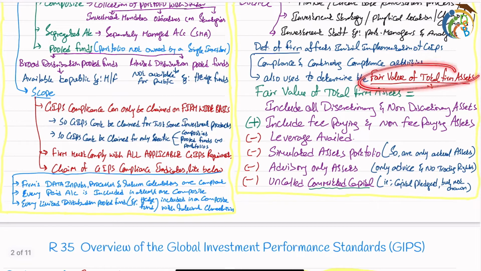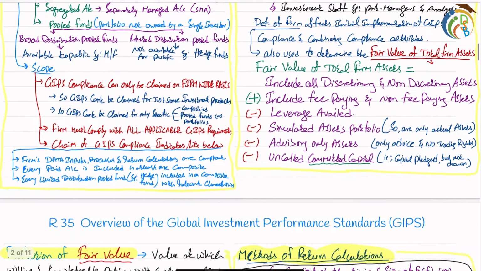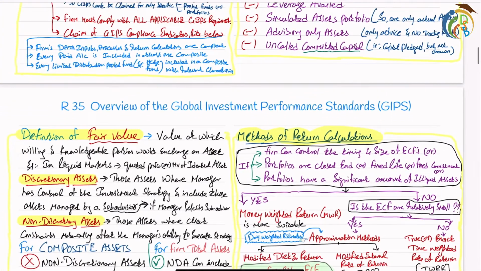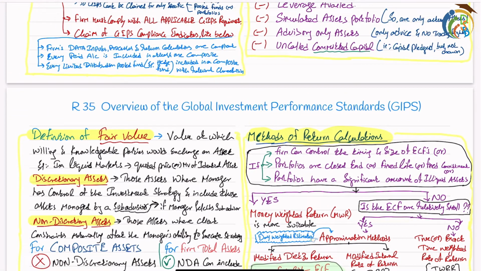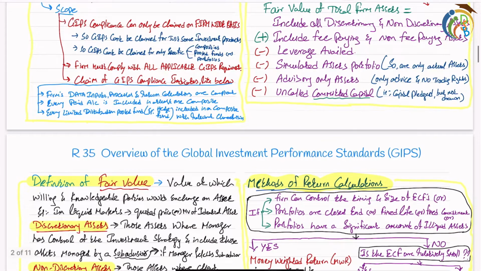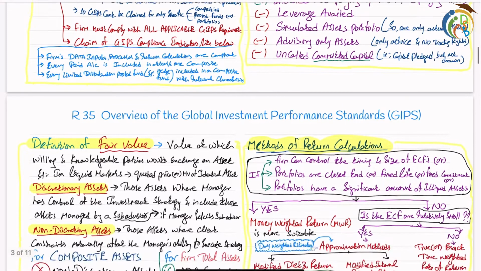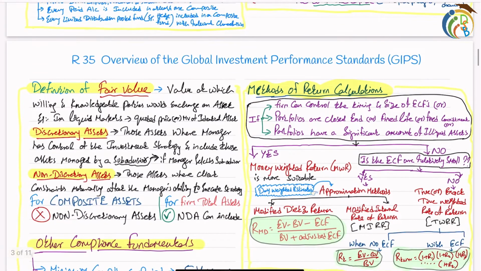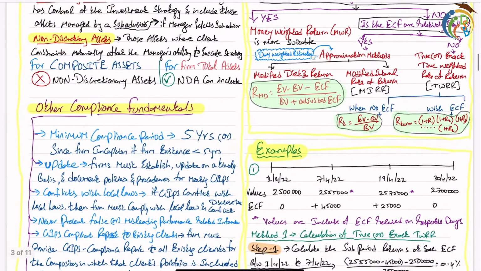And then the total firm assets, the fair value of the total firm assets. Each firm will be showing how much asset size they are handling. So what all the ingredients need to be added together to arrive at the total firm assets. And then the difference of the fair value, discretionary assets, and non-discretionary assets we'll be going through.